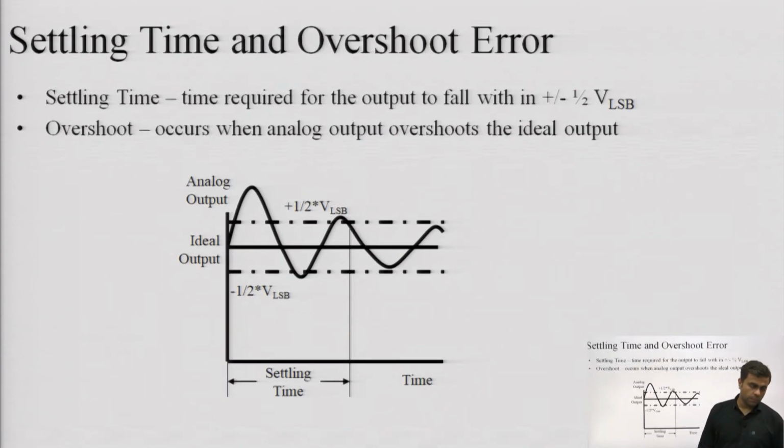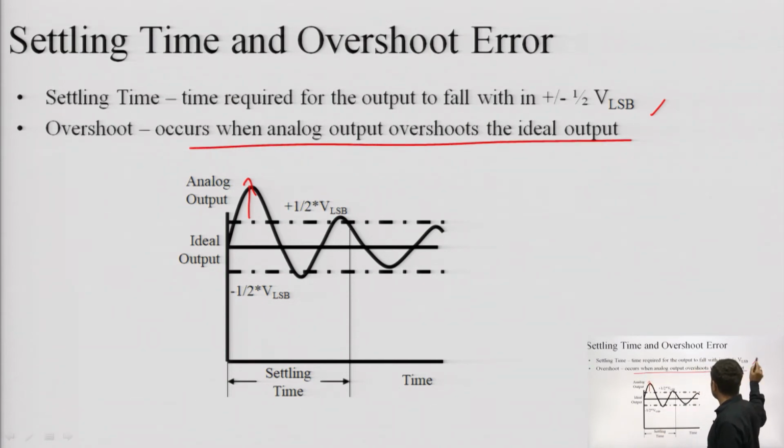Okay. Settling time and overshoot error. So it is the time required for the output to fall within plus minus half of LSB. Okay. This we have covered in the settling time characteristic as well. So overshoot means this is the overshoot, we can see that this is the overshoot from the settling time, from the plus minus half LSB. Overshoot occurs when analog output overshoots the ideal output. So this is the expected ideal output and this is the plus minus half LSB range.